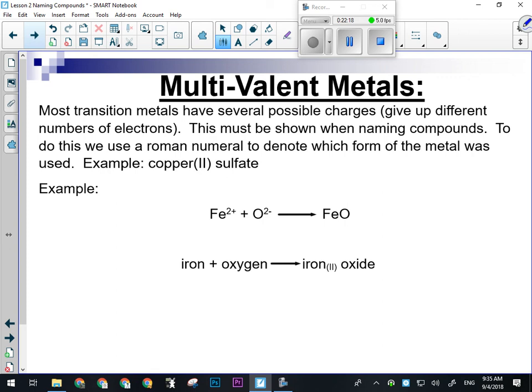So we have to indicate in the name of a chemical compound that has a multivalent metal in it which charge on iron was there. So we just use a little Roman numeral to tell people which iron we were using. So if I have this iron oxide, it's going to be iron 2 oxide because the charge on this iron is +2. How do I know that?